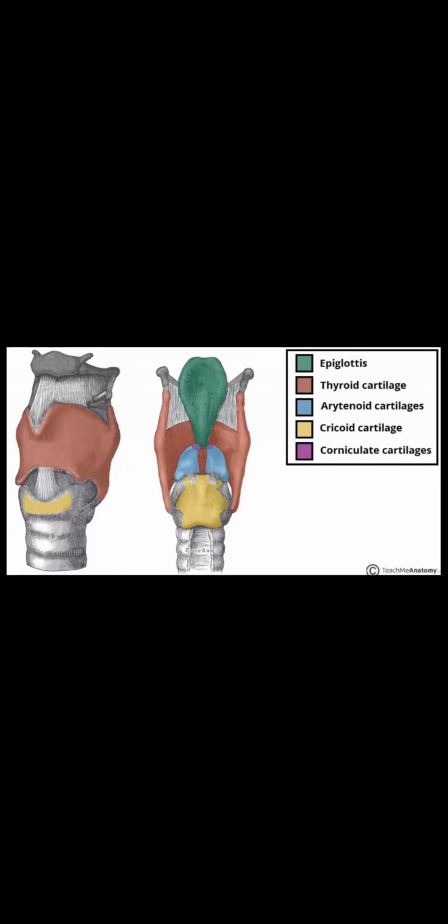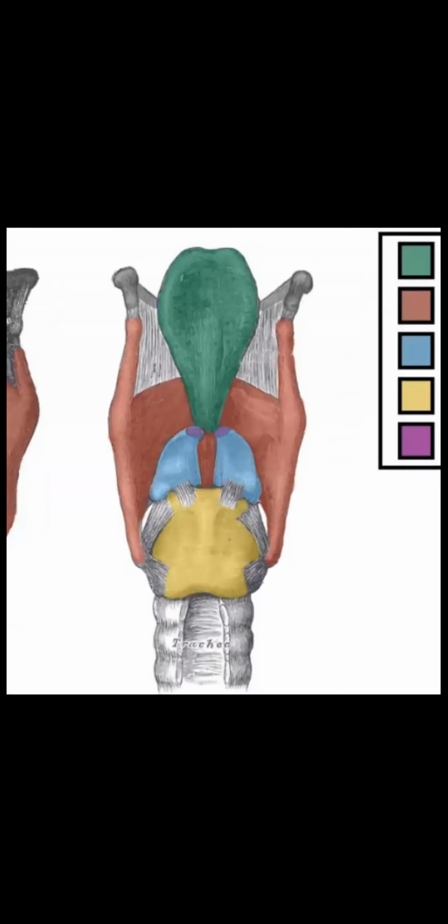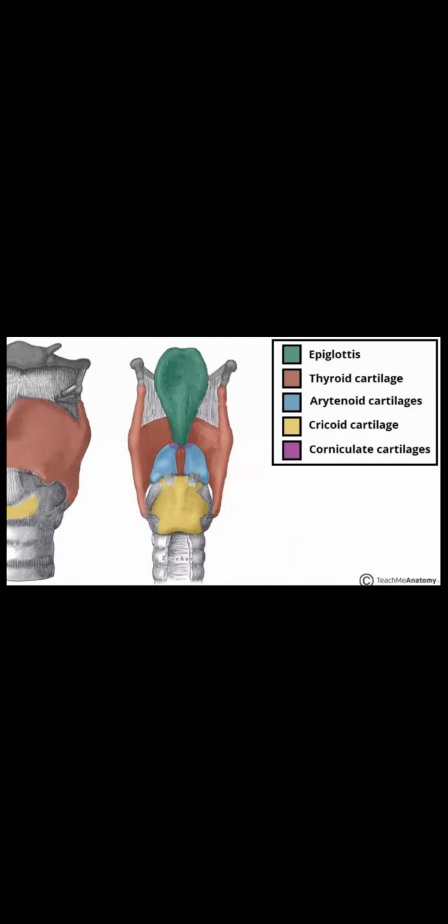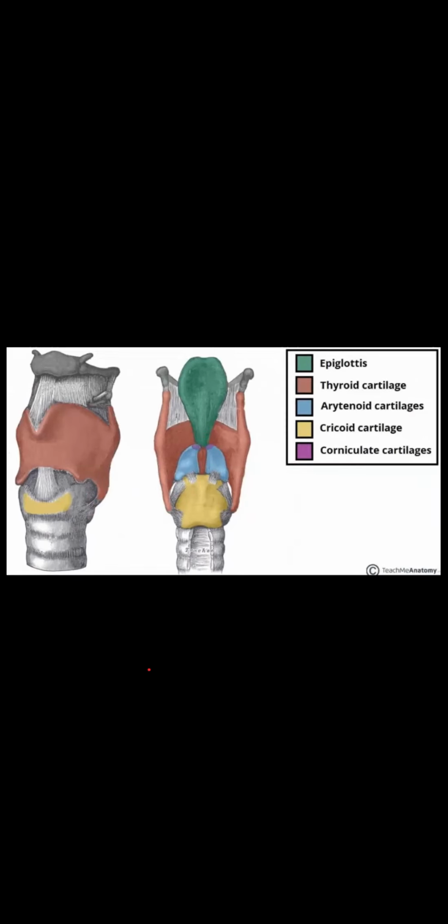Then you have the paired cartilages. What are they? The first one is the arytenoid. As you see, the arytenoids are here and here. Then you have corniculate and cuneiform. Corniculate are the small horn-like cartilages which are rounded here. I will zoom, as you see here, these are called corniculate. Then you have cuneiform, which are slightly anterior. All of these are the cartilaginous segments forming the larynx.